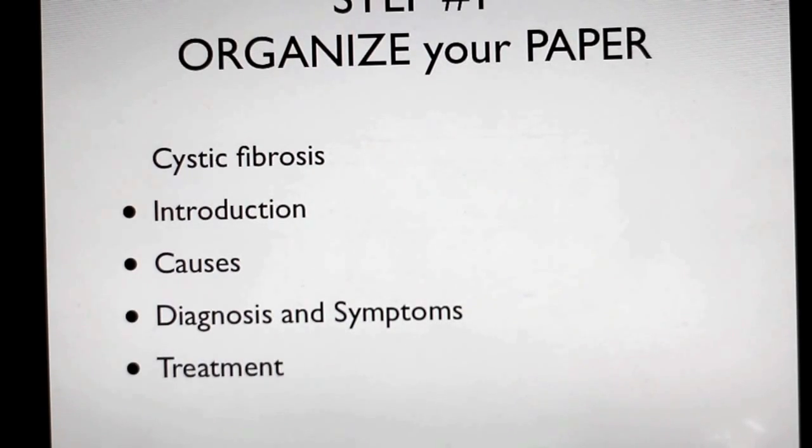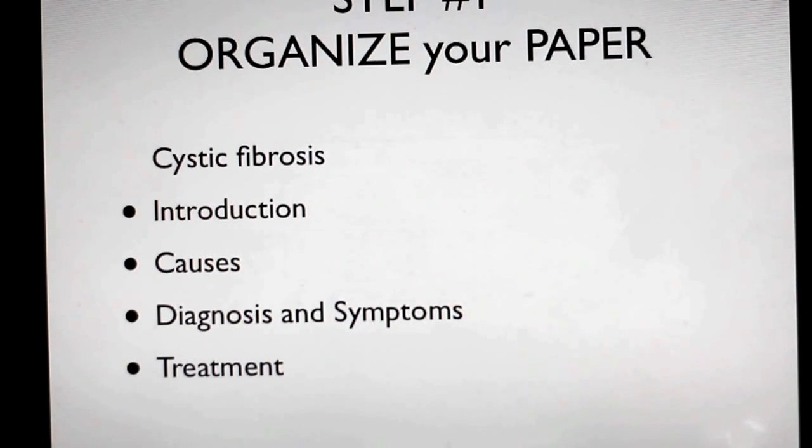The first thing that I want you to do is organize your paper before you start writing any disease paper. Right now I've picked the topic of cystic fibrosis. Before you start writing the actual paper, you need to categorize or summarize what you want in your paper. For now, I have introduction, causes, diagnosis and symptoms, and treatment. These are going to be the four main chunks of my paper.